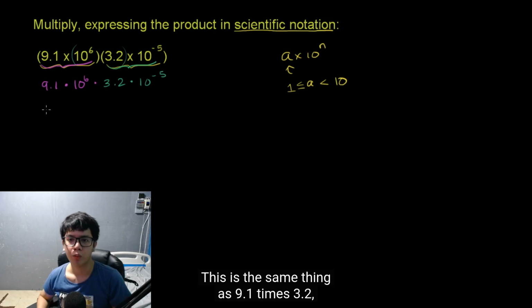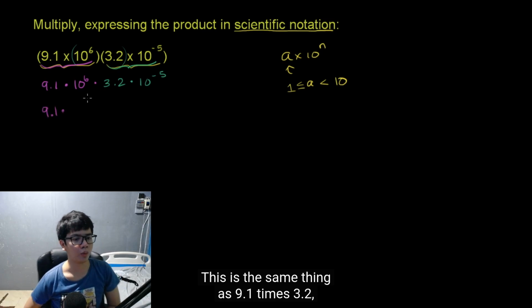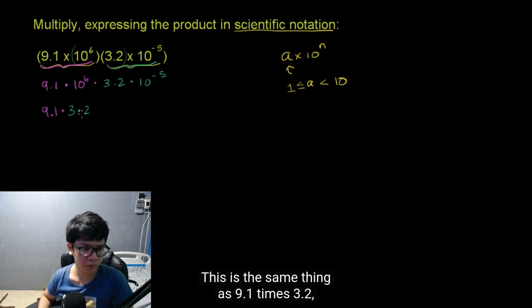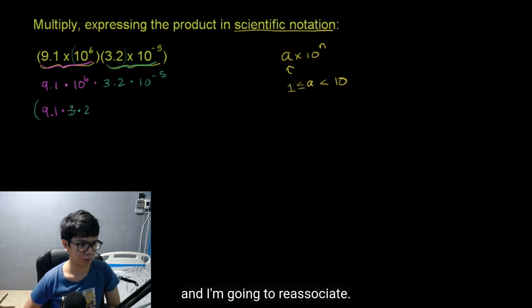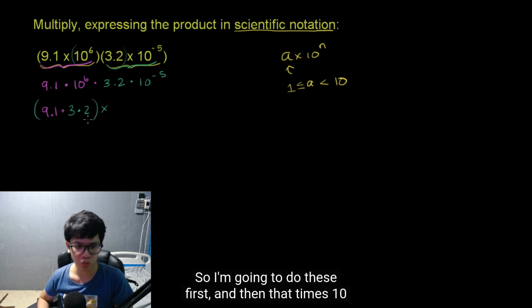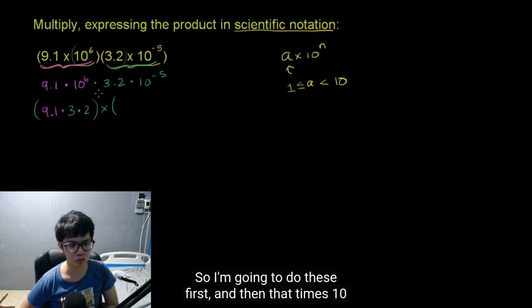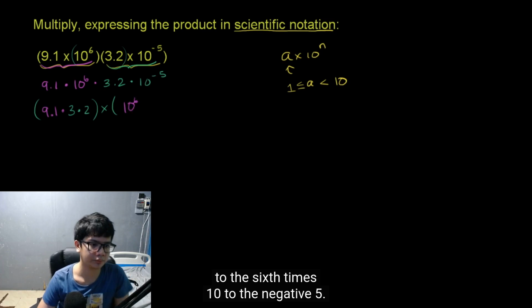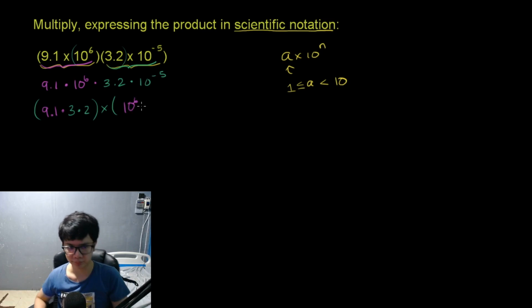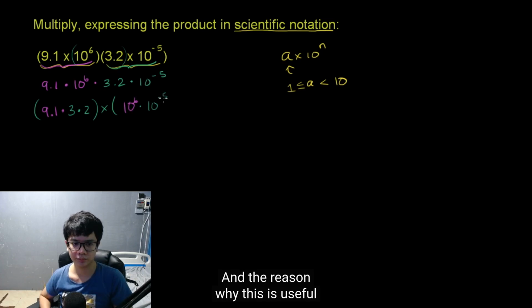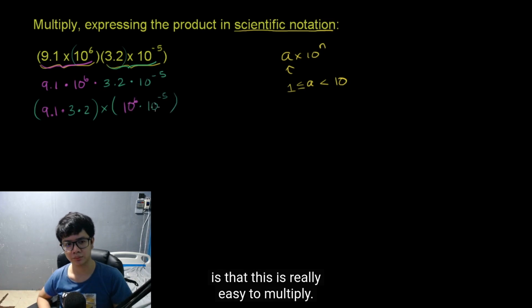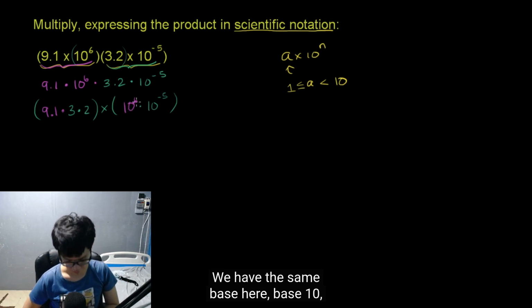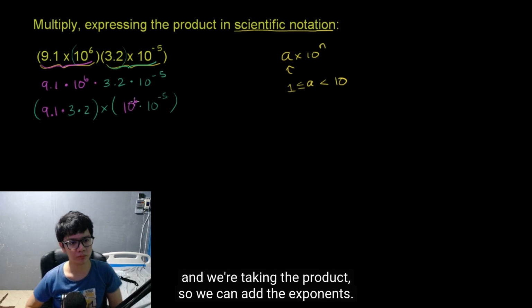So this is the same thing as 9.1 times 3.2, and I'm going to reassociate, so I'm going to do these first, and then that times 10 to the 6th times 10 to the negative 5. And the reason why this is useful is that this is really easy to multiply. We have the same base here, base 10, and we're taking the product, so we can add the exponents.